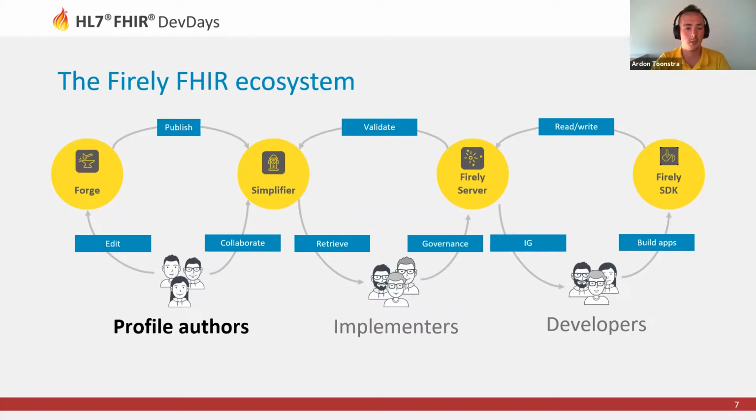Because Forge is not on its own, FHIR provides a whole ecosystem of tools that interact and integrate with each other. So Forge is there to help profile authors create profiles, and you can publish them on simplifier.net, which is a global FHIR registry for FHIR profiles. So you can publish resources or profiles there, but Simplifier is also made as a collaboration platform where you can work together with your team in the same project, creating profiles.